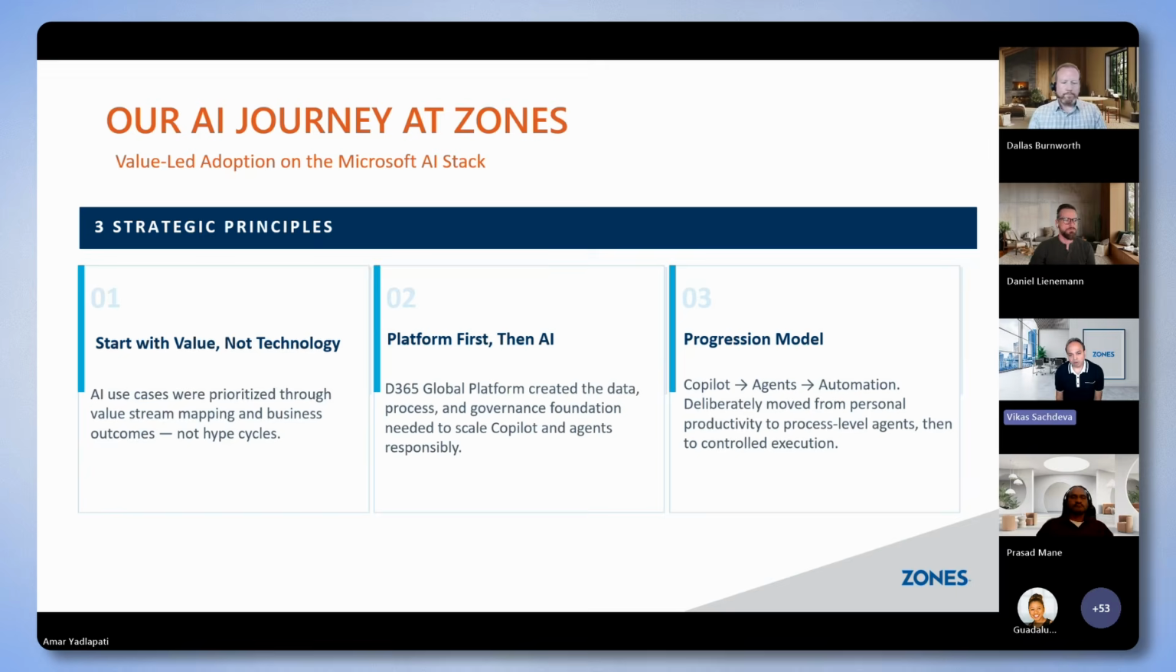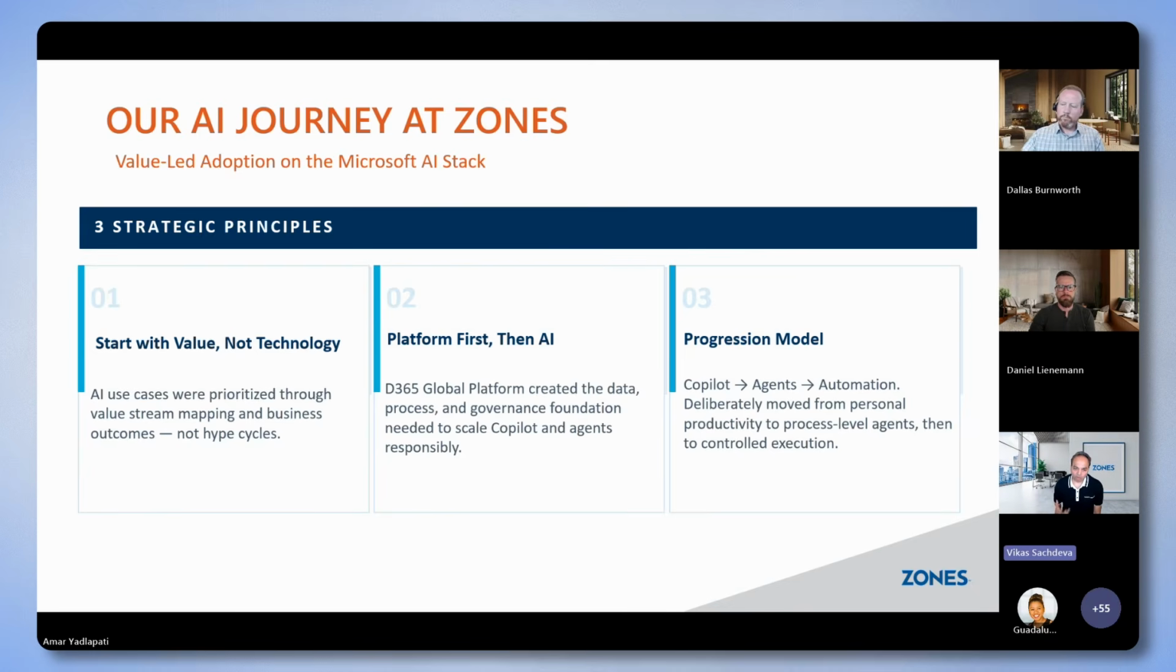The second important thing is to think platform first. What are you going to build your AI strategy and journey on? Make sure you have a solid foundation. We ensured that we had a very solid global platform rolled out in all our geos, so that we have rich data and standard processes, and then we could start leveraging AI agents to scale from there.